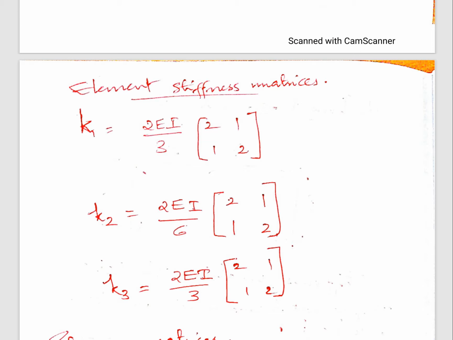Next is the calculation of element stiffness matrices for these three elements 1, 2 and 3, AB, BC and CD. For the first element K1, small k ആണ് നമ്മുടെ element stiffness matrix നമ്മൾ യൂസ് ചെയ്യുന്ന notation. So small k1 is equal to 2EI by 3 into 2112 because L is equal to 3. For the second element 2EI by 6 into 2112. For the third element 2EI by 3, 2112. ഓരോ എലമെൻറ്റിൻ്റെയും ലെങ്ത് വാല്യൂ ഡിഫറെൻ്റ് ആണ്, അത് സബ്സ്റ്റിറ്റ്യൂട്ട് ചെയ്യാം. സോ എലമെൻറ്റ് സ്റ്റിഫ്നെസ് മാട്രിസസ് നമ്മൾ കാൽക്കുലേറ്റ് ചെയ്തു, സ്മോൾ k.